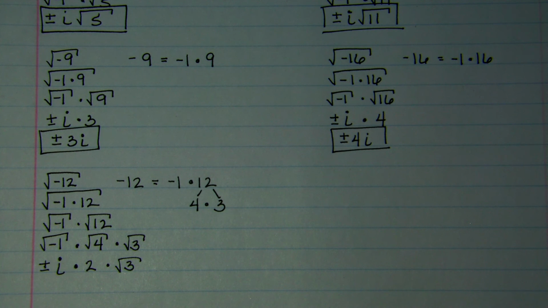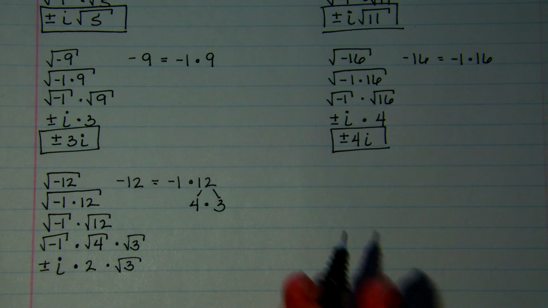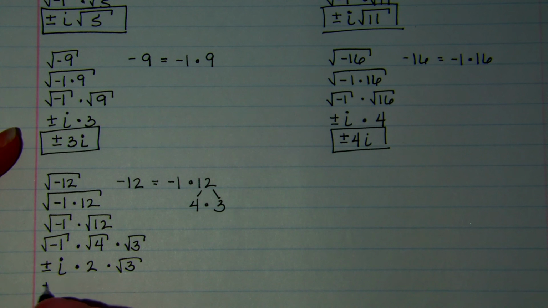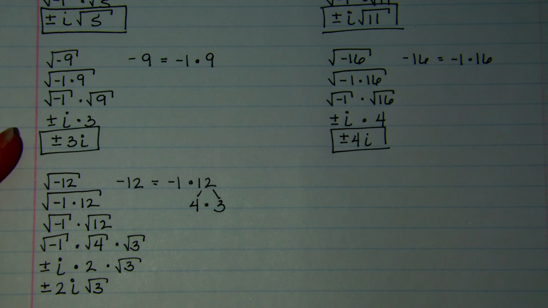When you're putting things together, these are all being multiplied, so we're just going to write them right next to each other. When you put things together like that, the root always goes on the end, and it does that so that we don't get confused and accidentally put things under the square roots that shouldn't be there. So this is plus or minus 2i root 3. And that's the way it should be written, number i root.